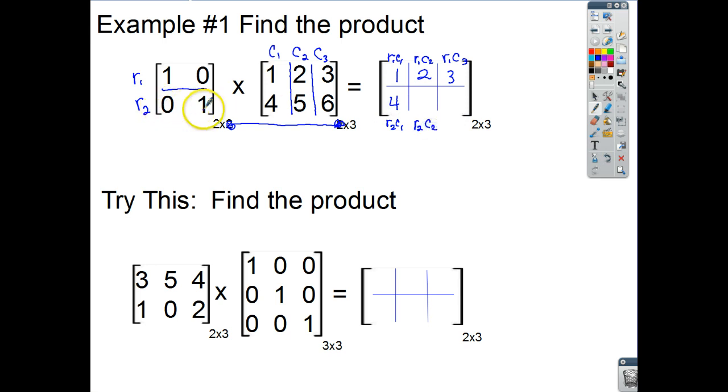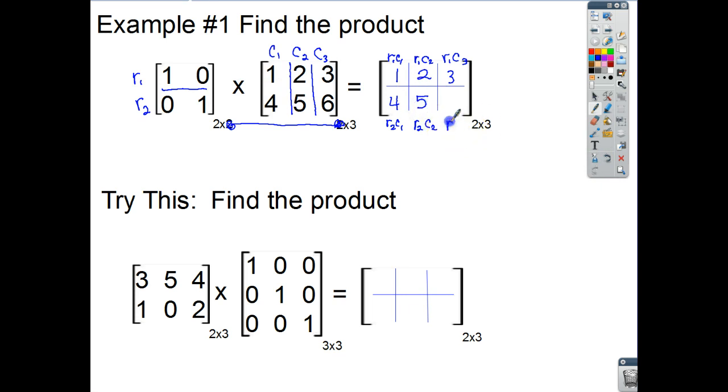And this is row 2, column 2. We take the numbers in row 2 and multiply them by the numbers in column 2. We pair up first in the row times first in the column, or 0 times 2 is 0, plus second in the row times second in the column. 1 times 5 is 5. 0 plus 5 is 5.